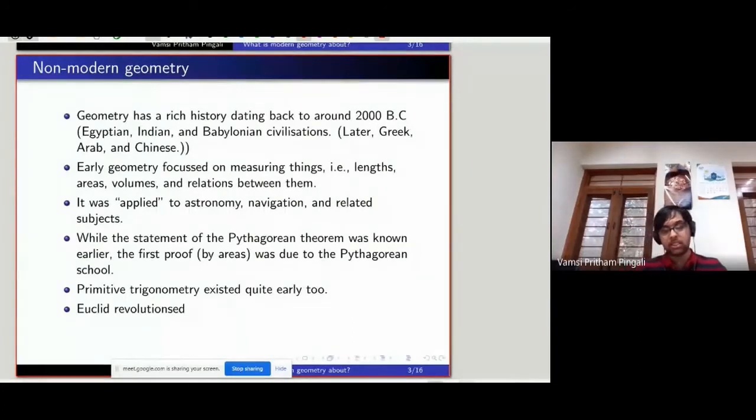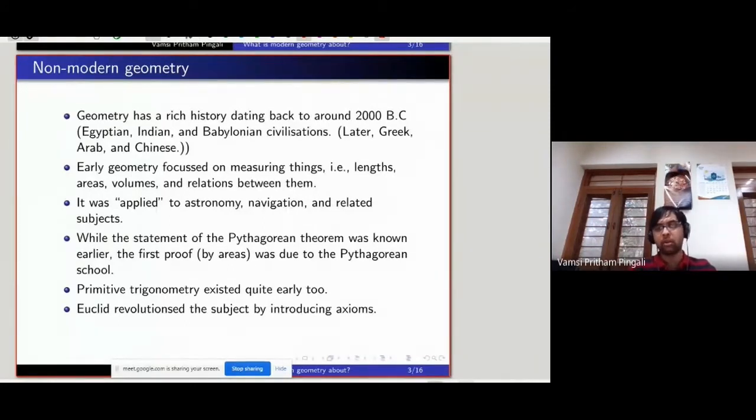The point is, Euclid revolutionized the subject by introducing the famous axioms, which I'll talk about in a moment. Okay. So because till that point, it was not clear as to what was the definition and what you're proving, right?